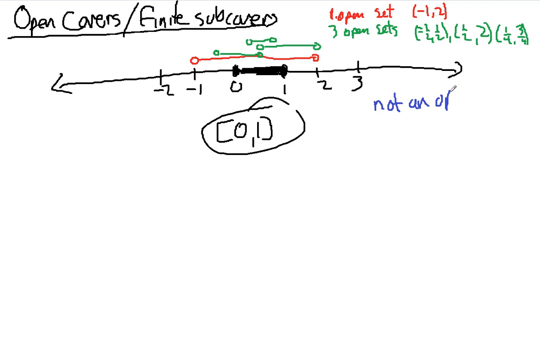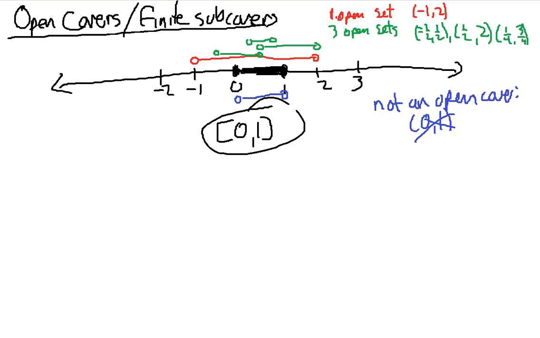Not an open cover. [0, 1] is not an open cover. Why is that? My non-examples will go over here. It's not an open cover because I'm not covering up 0. 0 is in the set, but it's not covered by the set. So if I take the union of all these, there's only one of them, 0 is not in there. So that's no good.